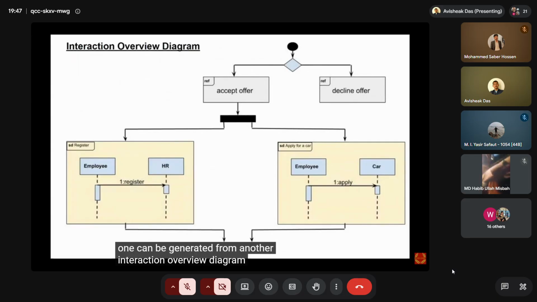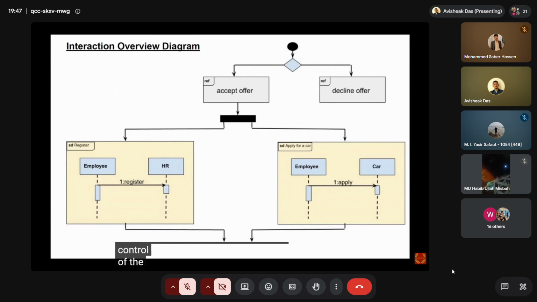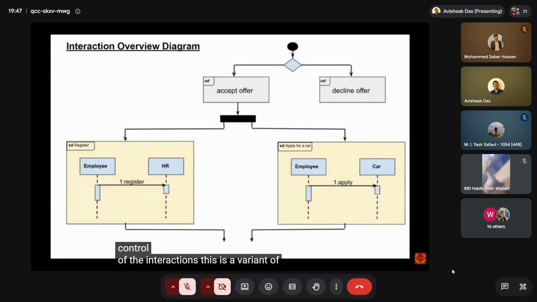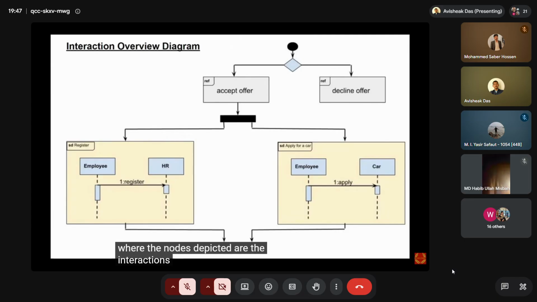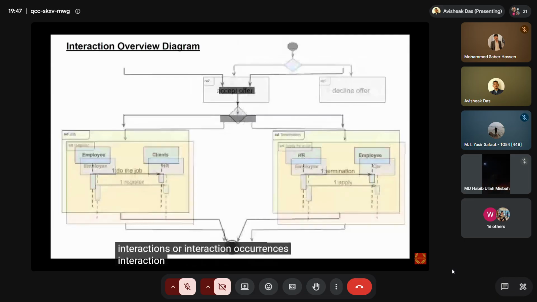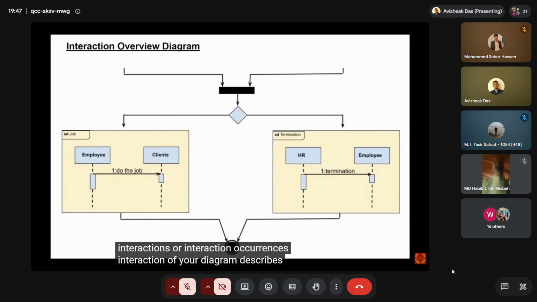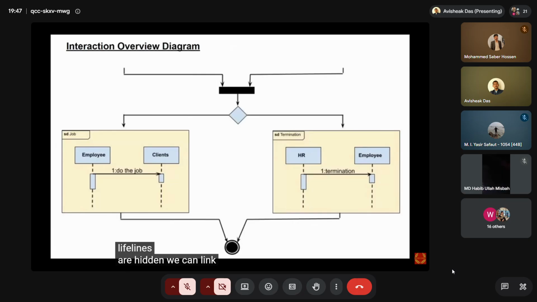Interaction overview diagram focuses on the overview of the flow of control of the interactions. This is a variant of activity diagram where the nodes depicted are the interactions or interaction occurrences. Interaction overview diagram describes interactions in which messages and lifelines are hidden. We can link up the real diagrams and achieve a high degree of navigation between diagrams within an interaction overview diagram.